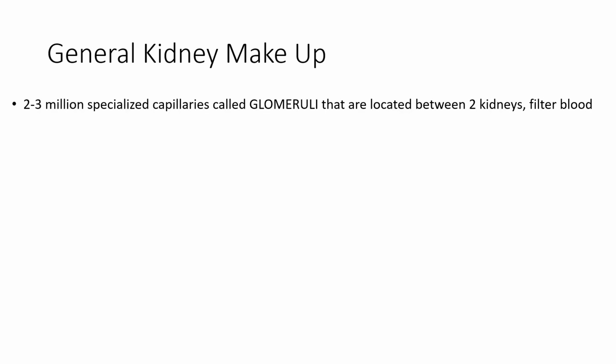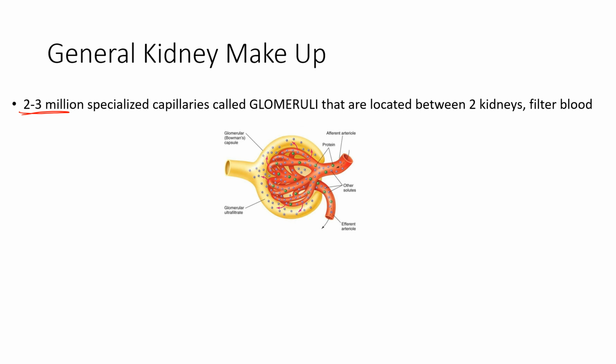So general kidney makeup, you've got about 2 to 3 million capillaries called glomeruli. That's where the filtration occurs, and they're located within the two kidneys, and their job is to filter the blood, get the waste out. So here's a glomerulus. You can see the red. Again, this is kind of reversed from the picture we just saw. You have your afferent arteriole bringing blood in, efferent taking blood out, and all of this in here is that capillary network that's representing the glomerulus, and then the waste is coming out.